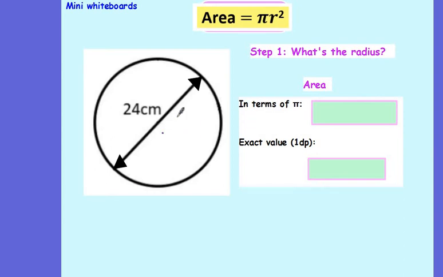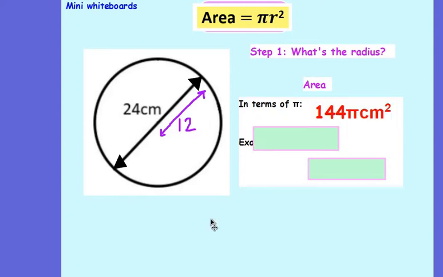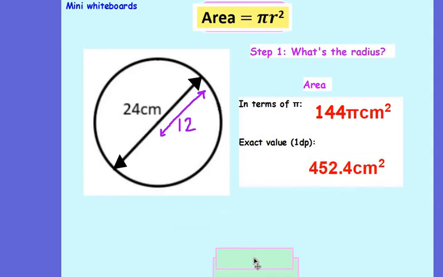Let's go through it. This time the radius is going to be what, Vicky? 12, lovely. So pi r squared is just pi times 12 squared, which is 144 pi. And as an exact value, that's 452.4.